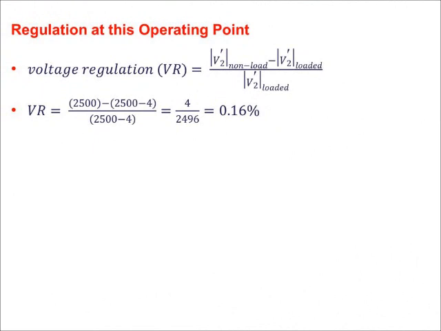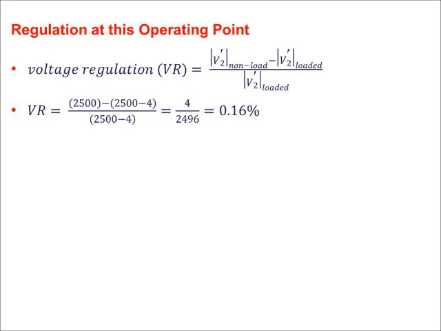The regulation at this operating point: you have to remember the definition of voltage regulation is the magnitude of V2 prime for no-load conditions minus the magnitude of V2 prime loaded, divided by the magnitude of V2 prime loaded. We have all those magnitudes. V2 no-load is the referred value, 2500. The V2 prime loaded at this operating point, we subtract 4 volts, so it's 2500 minus 4. And in the denominator it is again 2500 minus 4.